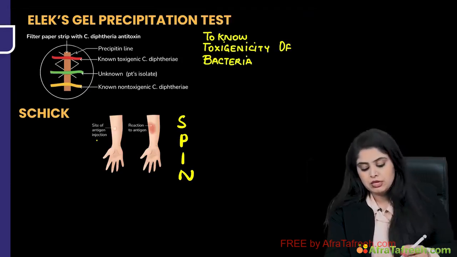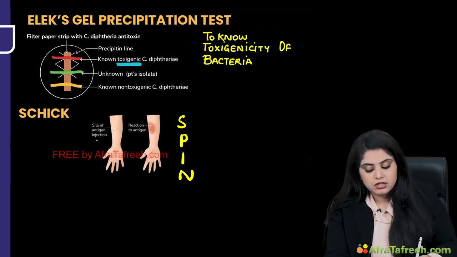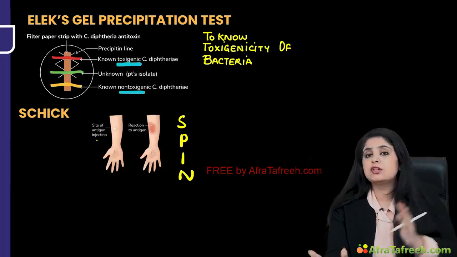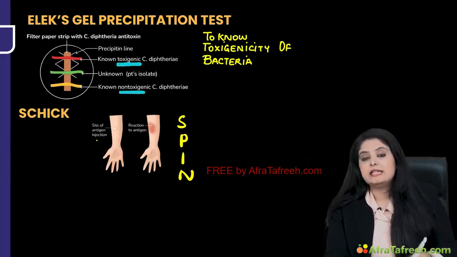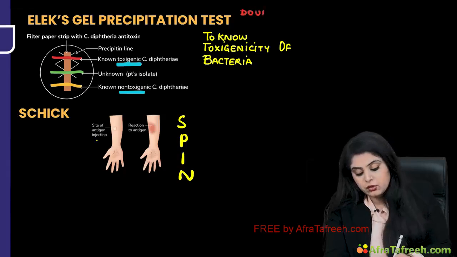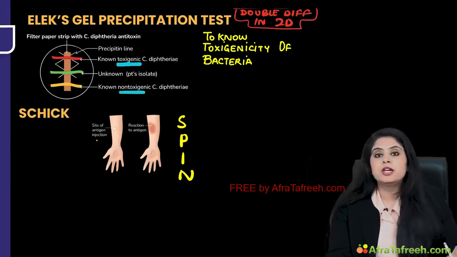If you want to know the toxigenicity of a bacteria, meaning am I having a toxigenic Corynebacterium diphtheriae or a non-toxigenic Corynebacterium diphtheriae, which test will you do? You will do the Elek's gel precipitation test, right? I hope you remember from your immunology chapter that this is a double diffusion in 2 dimensions. What kind of a test in immunology is it? It is a double diffusion in 2 dimensions.